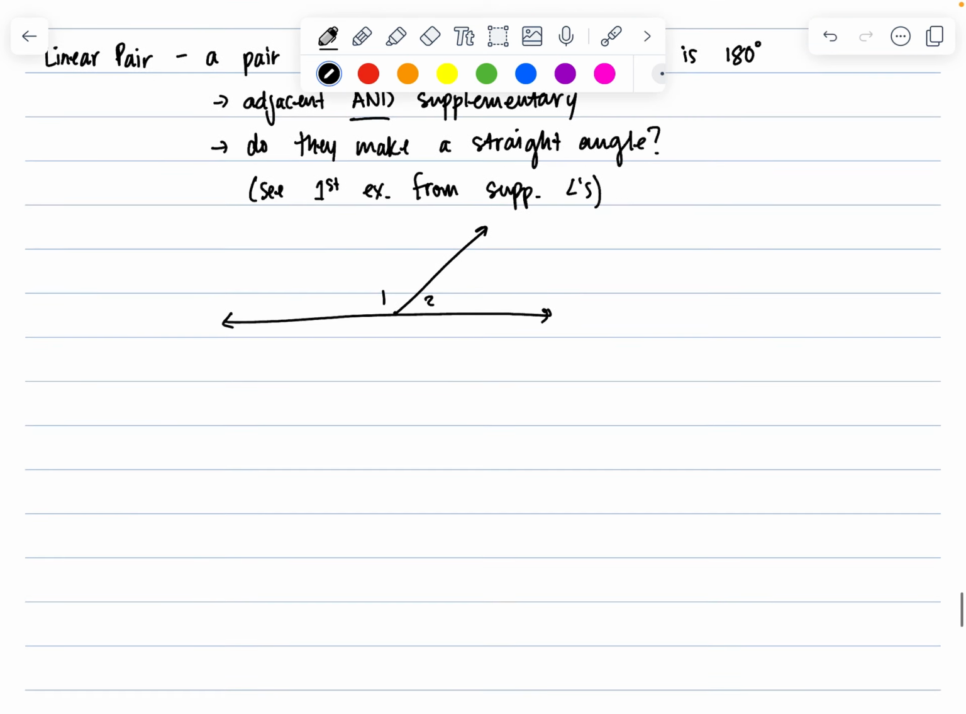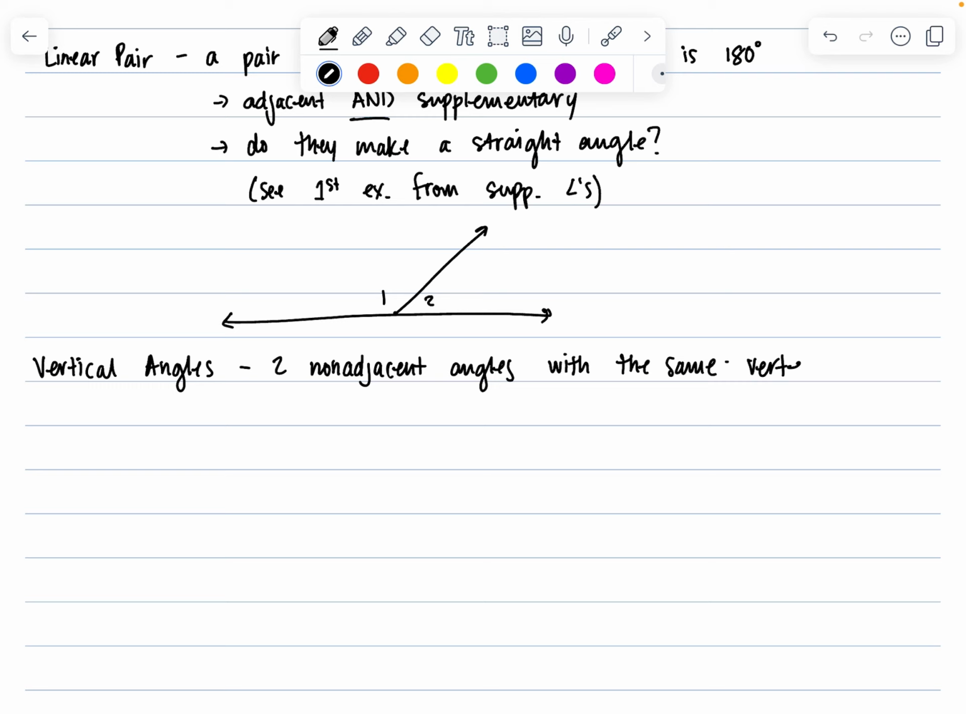Done. Another set of angles that we need to know are vertical angles. We will use this a lot as well. Vertical angles, kind of like the roller coaster ride Vertical Velocity, which is always closed down at Six Flags, are two non-adjacent angles. Already, this is adding some new definitions. Non-adjacent angles with the same vertex that are formed by two intersecting lines.